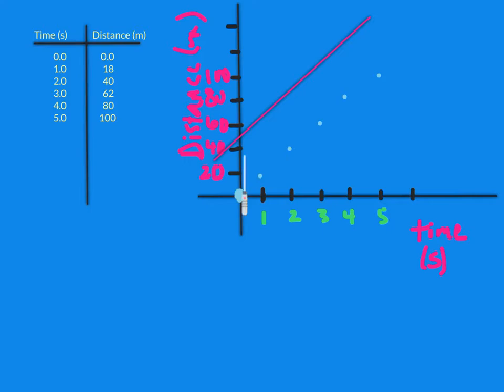Not for our data here, but right here would be the y-intercept. It's where our line intercepts the y-axis. So just be aware that you don't necessarily have to have your best fit line go through the origin unless your data set includes 0, 0.